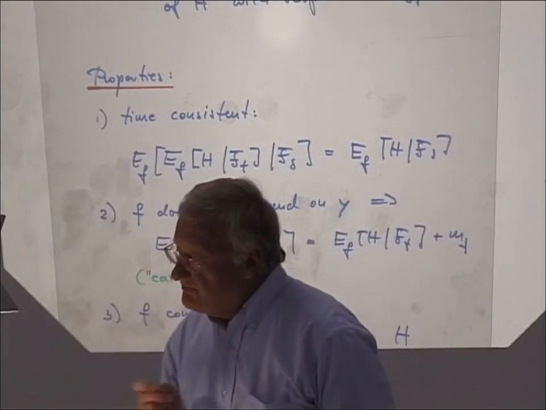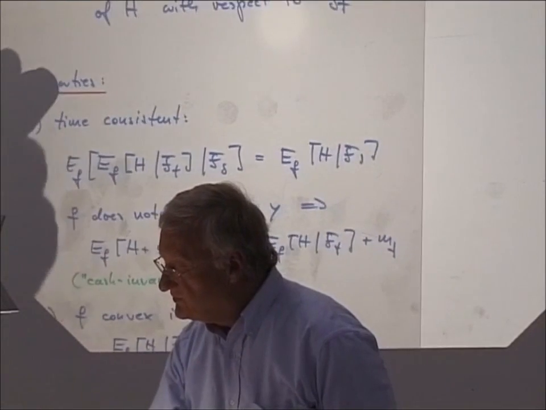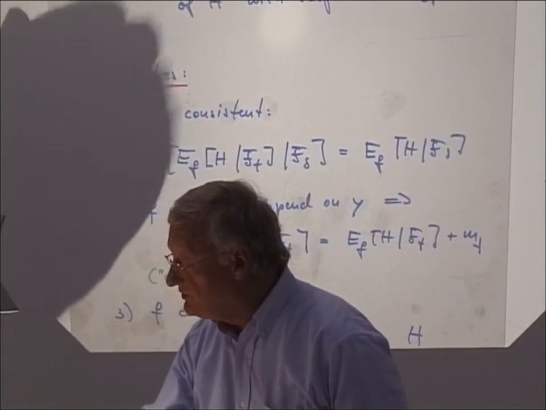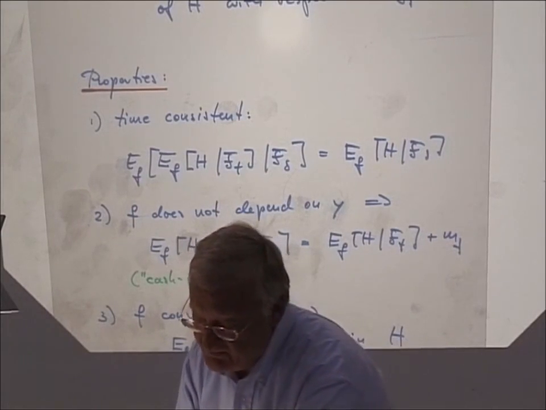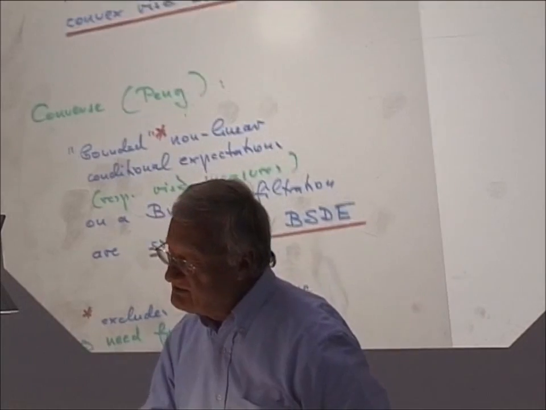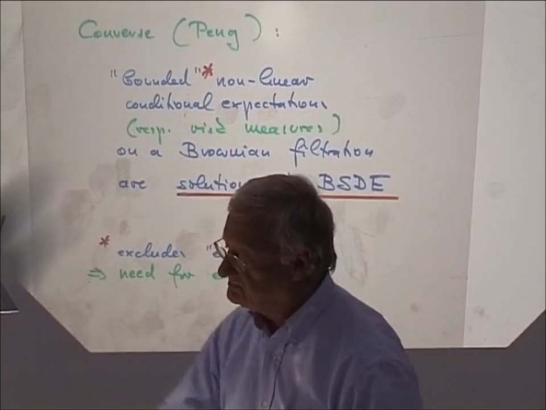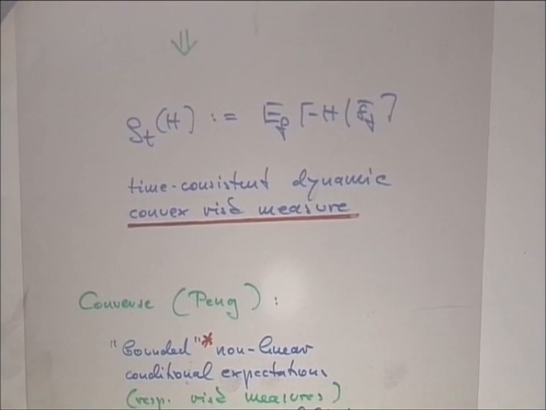If f, the driver function, does not depend on y, we get cash invariance. And if f is convex in y, we get a convexity property. And all this means that up to a sign, we get time consistent dynamic convex risk measures. Now, if we plug in here a minus sign, it fits exactly the framework.